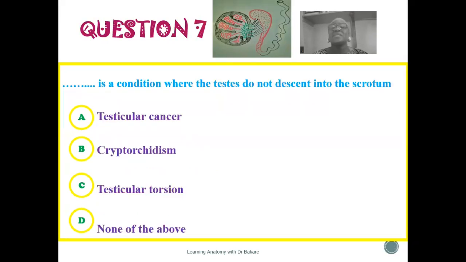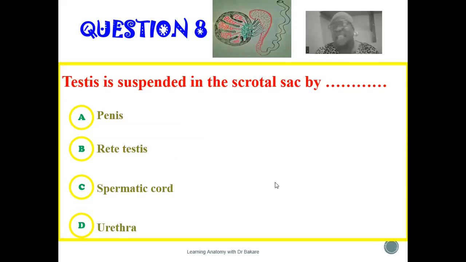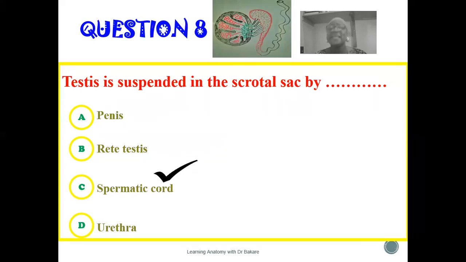The seventh question, which reads that Dash is a condition where the testes do not descend into the scrotum. This manifestation is referred to as cryptorchidism. Hence, this is the correct option here. And for question 8, which reads, testis is suspended in the scrotal sac by the spermatic cord. It is this structure that is responsible for holding the testes in the scrotal sac.